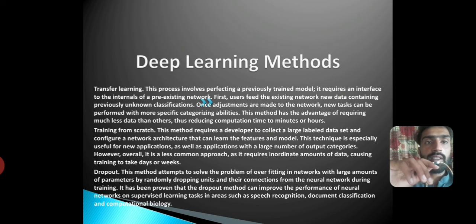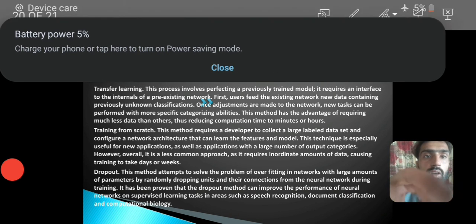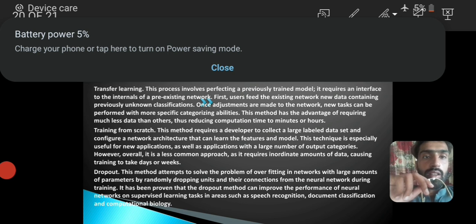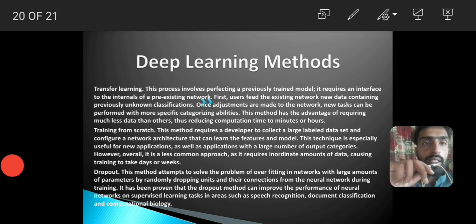Training from scratch. This method requires a developer to collect a large labeled data set and configure a network architecture that can learn the features and model. This is especially useful for new applications, as well as applications with a large number of output categories. However, overall, it is a less common approach, as it requires an excessive amount of data, causing training to take days or weeks.